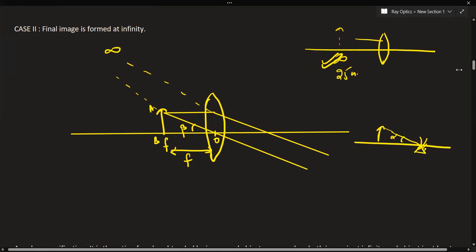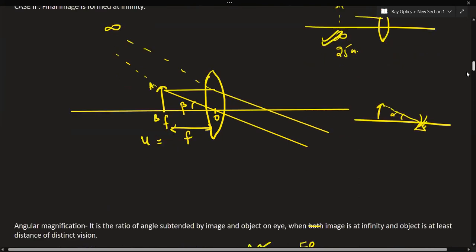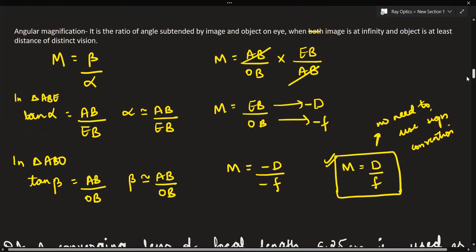Now see, again you go through the same procedure, the only difference being that instead of taking U, we can take U is equal to F. Why? When the image is formed at infinity, the light rays are coming parallel, where will they converge? They will converge at the focus. So this becomes your focus only. This difference will come, then the rest of the manner is same. You finally get M is equal to D by F.